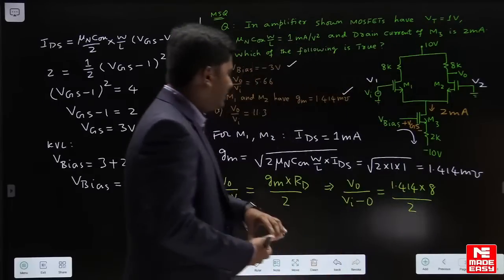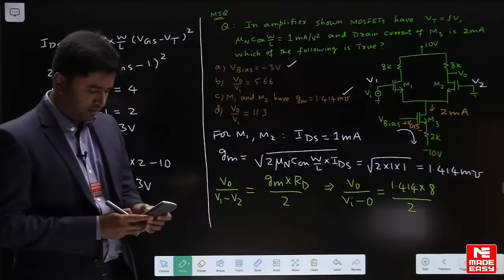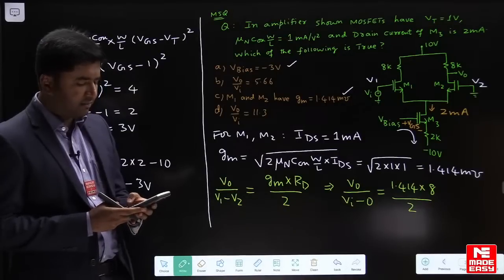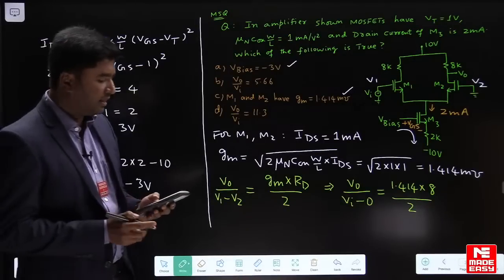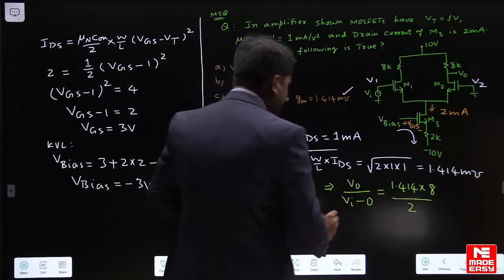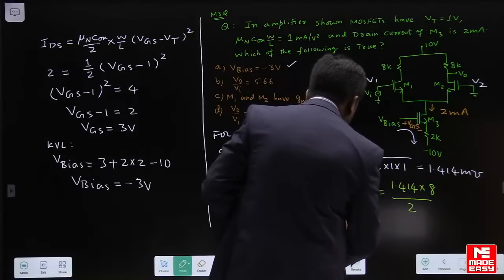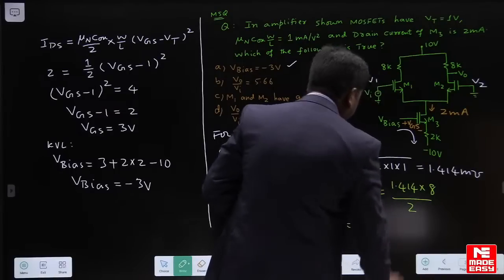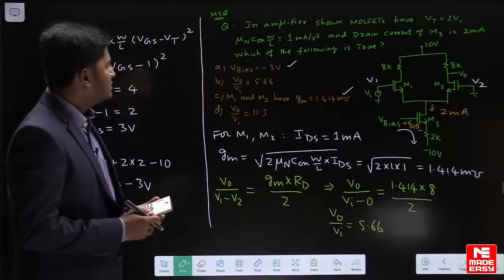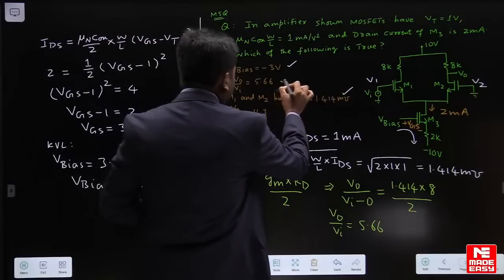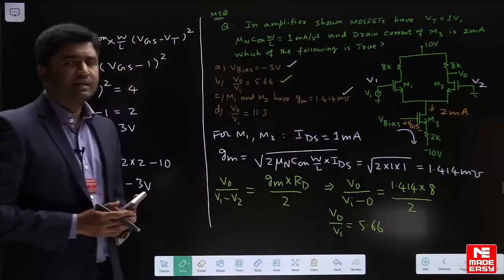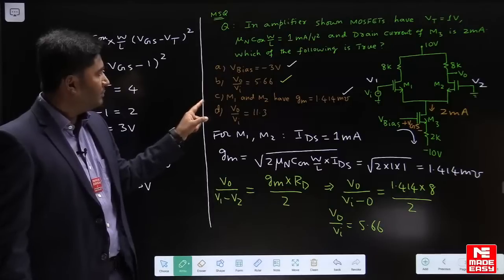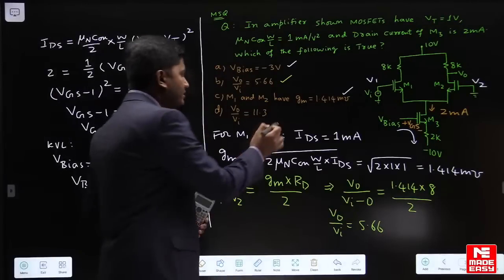Now calculate the gain from here. It is 8 into 1.414 divided by 2. I am getting a value 5.66 or 5.65. V0 upon Vi equal to 5.66. So in this question option B is also correct. For this MSQ the correct options are A, B and C. Option D will of course be incorrect.